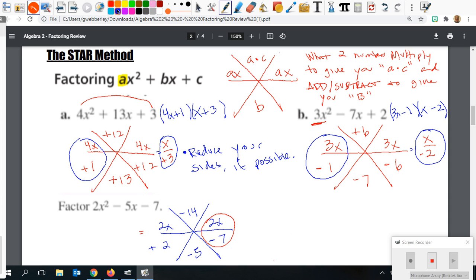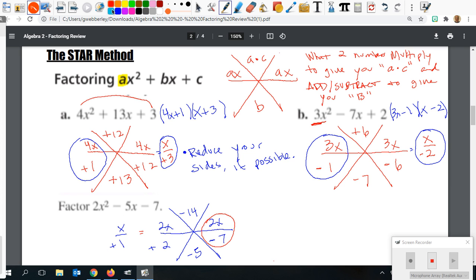What's the top going to say? X. Just an x, right? 1x will just be an x. What's the bottom going to say? 1. And we got to put something down there, right? We can't just leave it blank. It's going to have to be 1. 2 goes into 2 one time, so plus 1. So now that one's done.